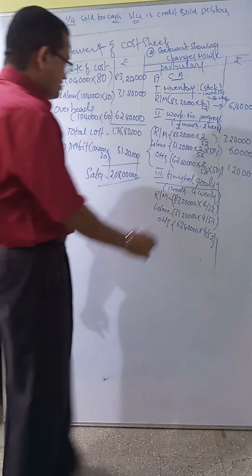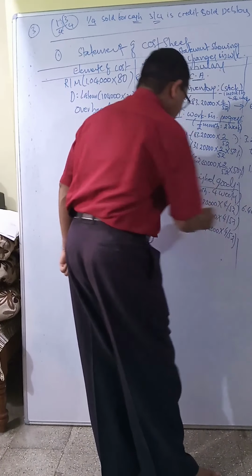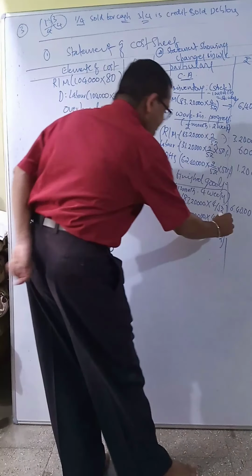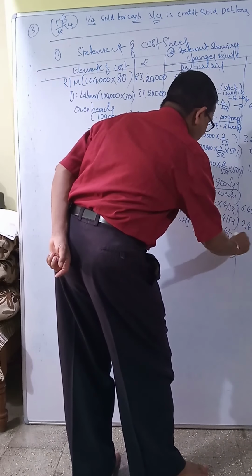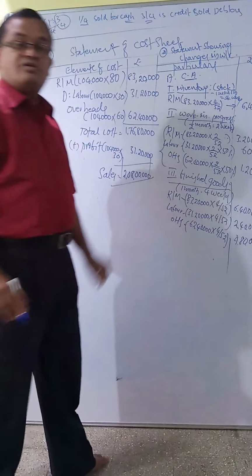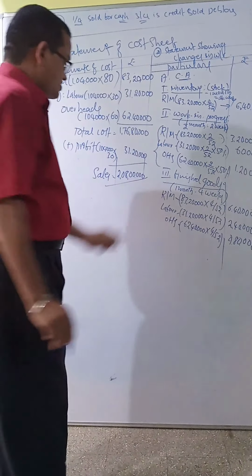Here 6 lakh 40,000, then 2 lakh 40,000, then 4 lakh 80,000. This is called finished goods, the third element, the third component of current assets.